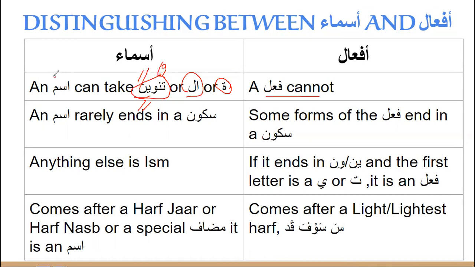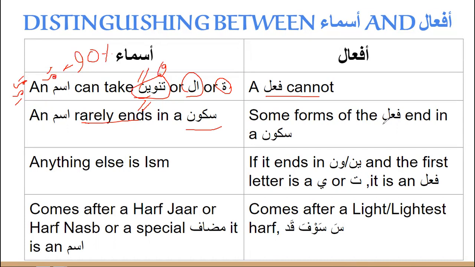You can also add here mu, ma, and mi. If the word begins with mu, ma, or mi, then 90% of the time it's an ism. Okay, an ism rarely ends with sukun. It's pretty much all the time. An ism rarely ends with sukun, but a fa'il sometimes ends with sukun, right?